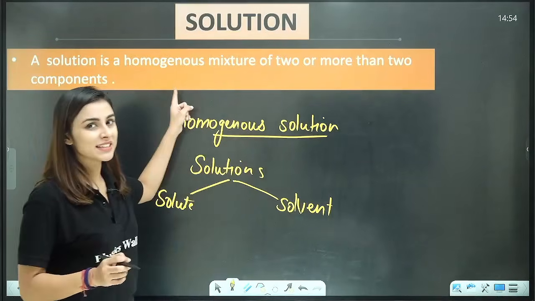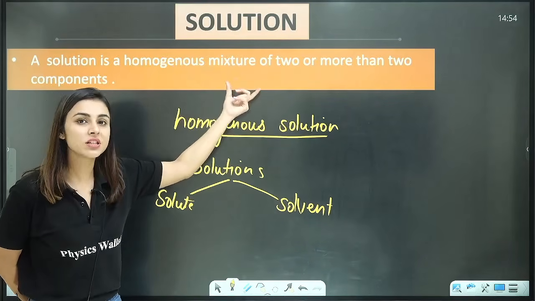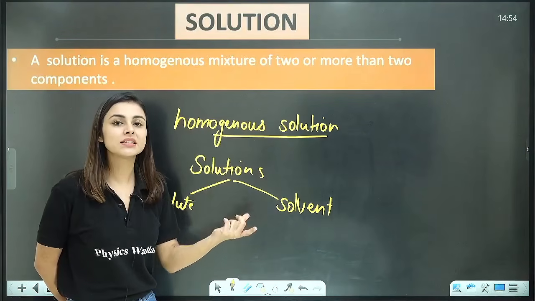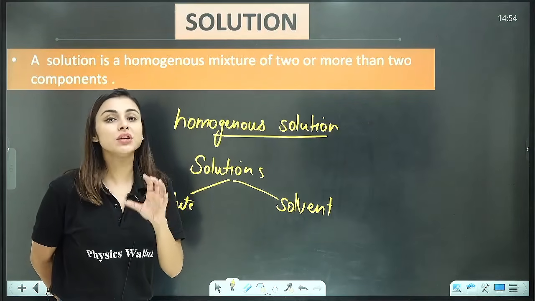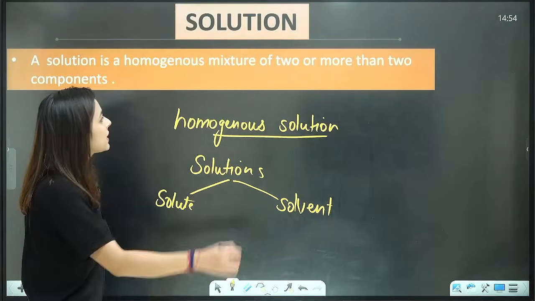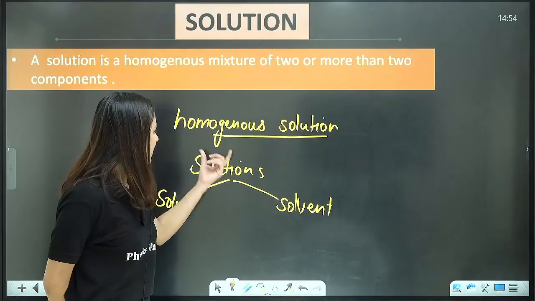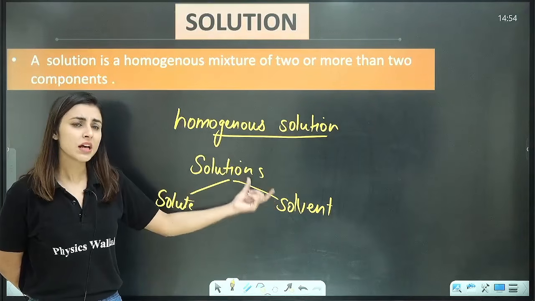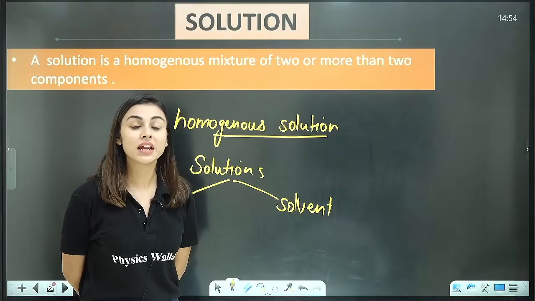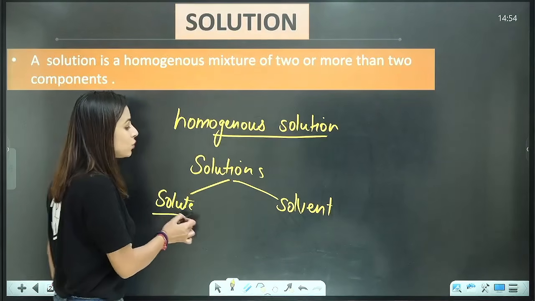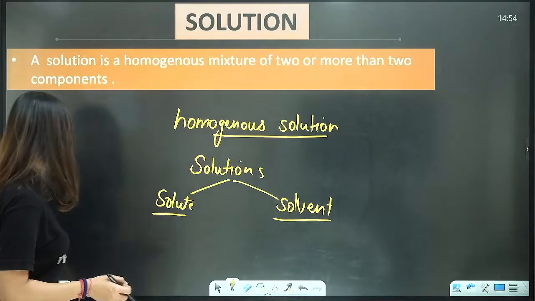So first of all, let us see the definition. The definition says that a solution is a homogeneous mixture. We just discussed that a homogeneous mixture is the mixture where there is no different layer. Your solute is absolutely soluble in your solvent, of two or more than two components. Now, ma'am, you said that in a solution we have only solute and solvent. Why are they saying that it has two or more than two components? Because, my dear students, now we are going to discuss how many solutes and how many solvents we can have in a solution.